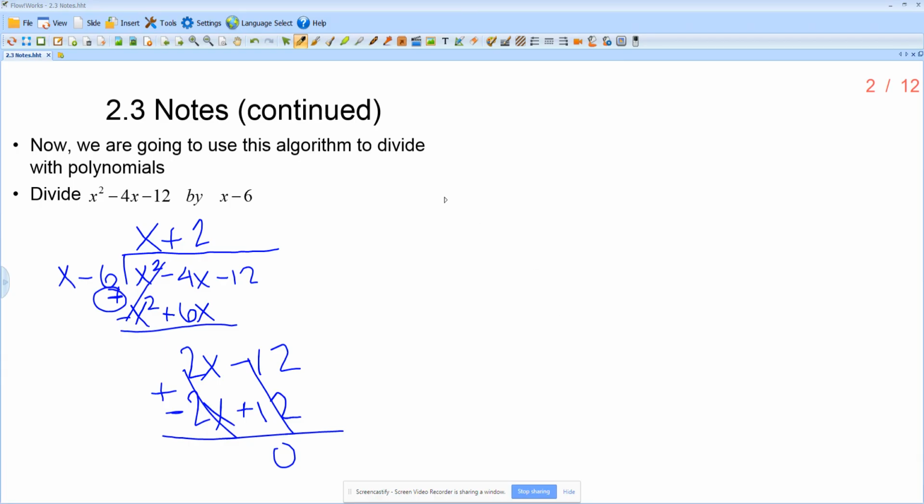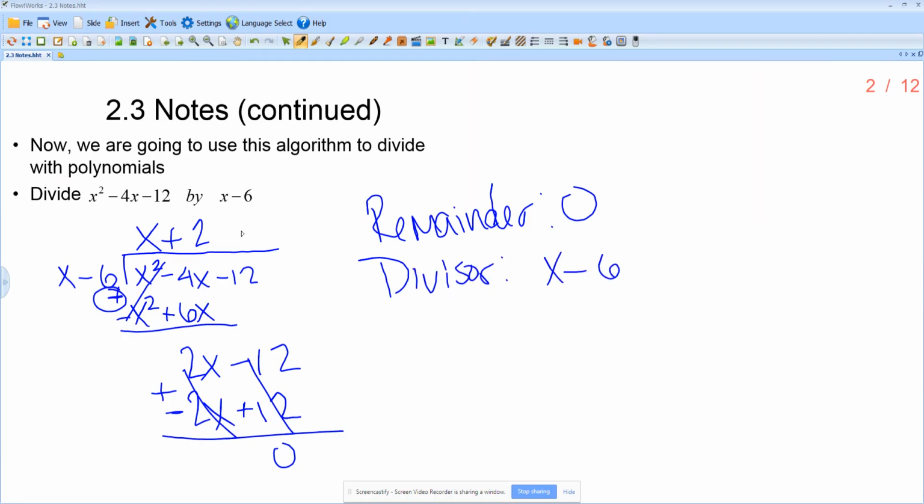Using some of that vocab then, our remainder is 0. Our divisor is x minus 6. That's the thing that I'm dividing by, that whole binomial. My quotient, the thing that I was left over with, which I spelled wrong there, quotient, there we go, is x plus 2. That's what I got after performing the division.